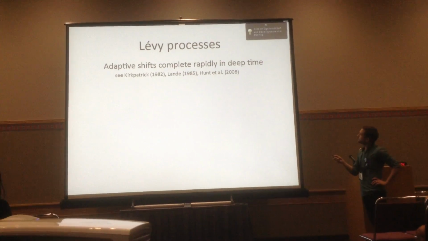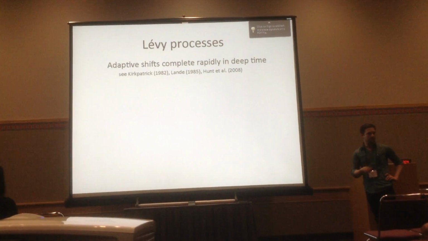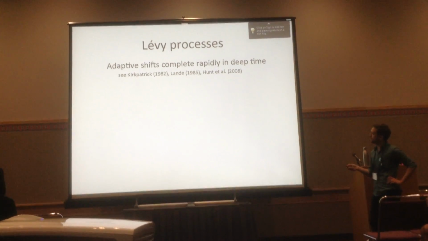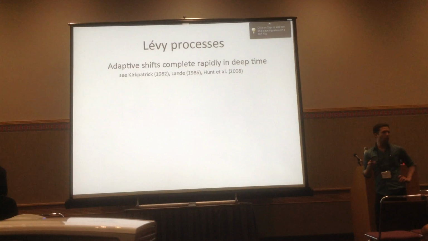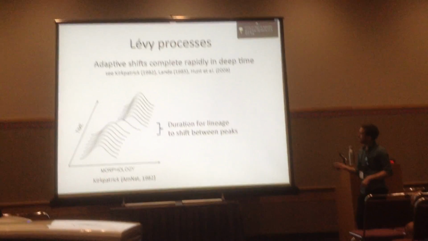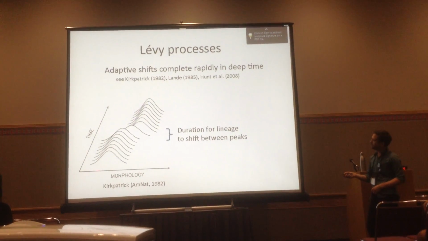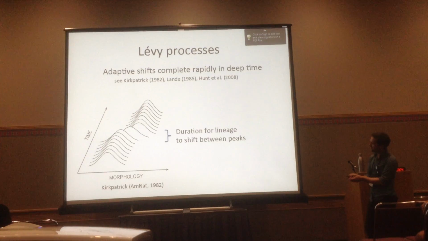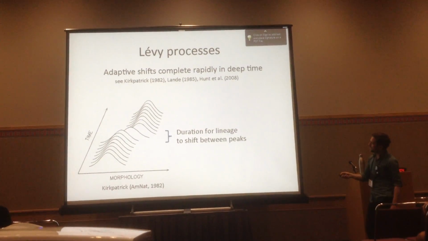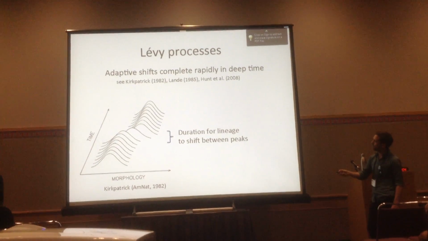Well, adaptive shifts do seem to complete rapidly in deep time. Once a shift begins, it will wrap up, depending on different types of theory, on the order of, say, 100 to 1,000 generations. So here's a nice model, some theory from '82 by Mark Kirkpatrick. You have one optimum here, another one over here, and over time this population with its phenotypic variation is transitioning from one optimum to another.